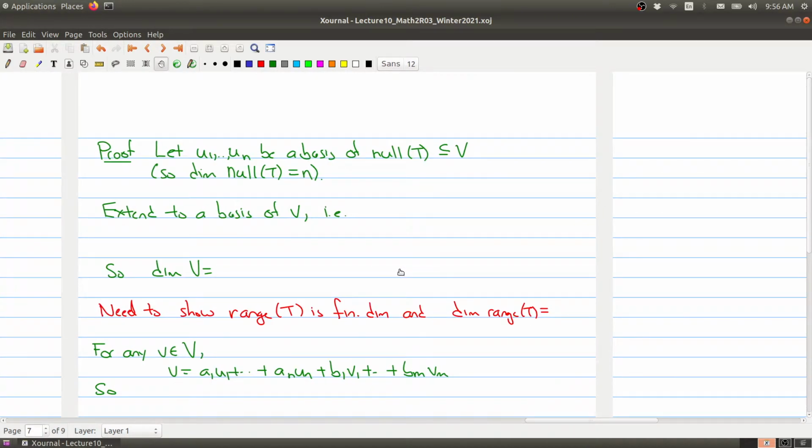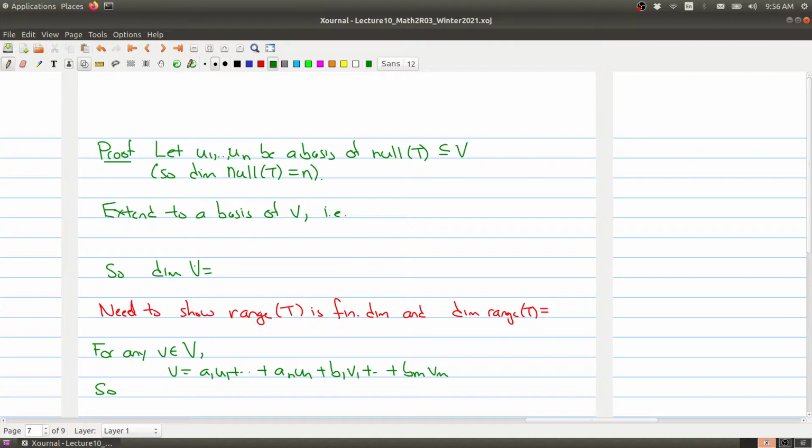Okay, and you'll see some of the results that we've had before about extending bases coming in handy here. So we start with a basis for our null space of T, because null T is a subspace. It has a basis because V is finite dimensional. We'll say we have n elements, which implies that the dimension of the null space is n. Then, because u1 through un are linearly independent in V, we can extend this set to a basis of the whole vector space, right?